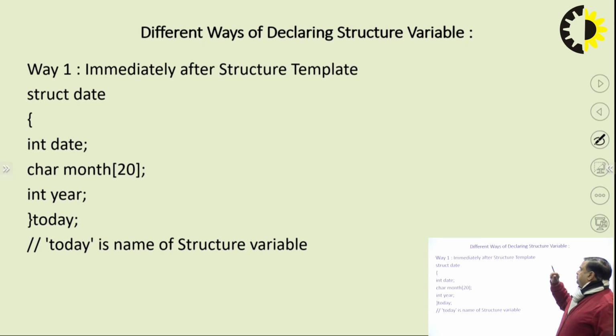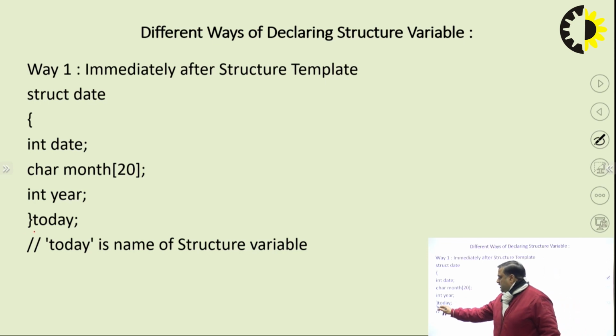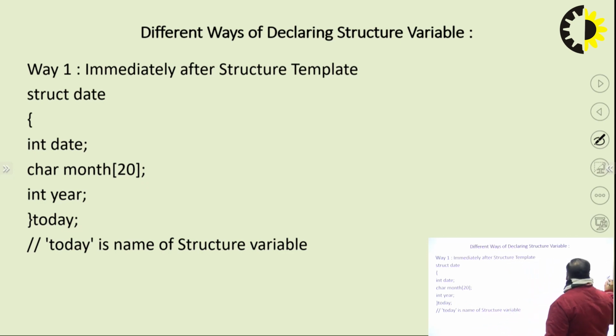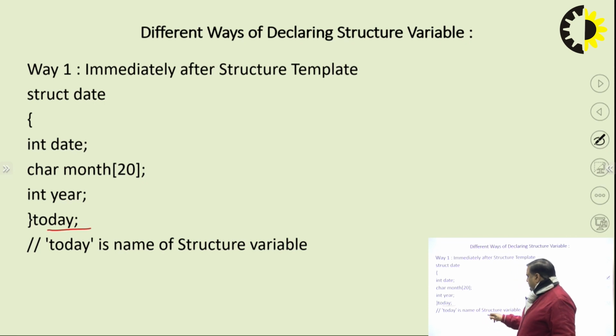Now, different ways of declaring a structure variable. We can declare a structure variable in multiple ways. Declaring a structure is a similar thing, like struct date, these are the data members, and one thing is we are declaring a variable here only. We are declaring a variable today. So this today is the name of the structure variable. The date is the structure and today is the name of the variable which we have created.